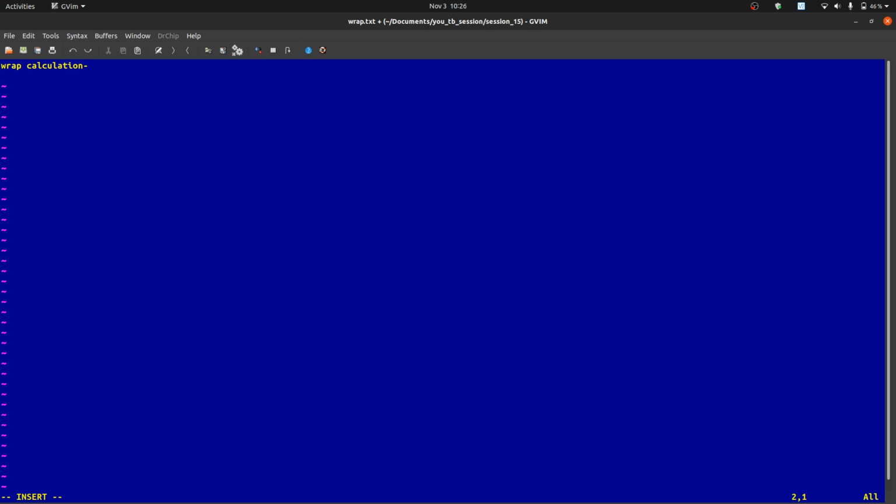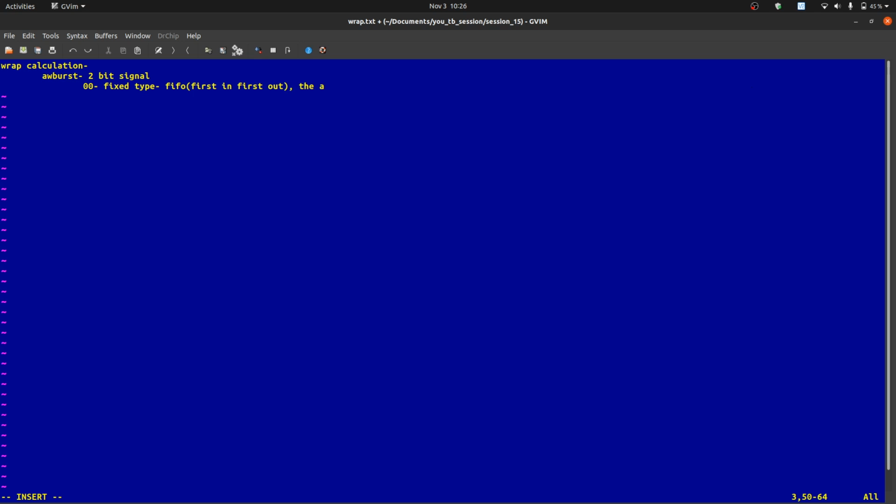Wrap calculation. Before going to this calculation, first of all we need to understand a signal, as we discussed in our previous AXI sessions. The name is AW burst. Actually this is a 2-bit signal, and 00 stands for fixed type. That means like FIFO, it is nothing but first in first out.